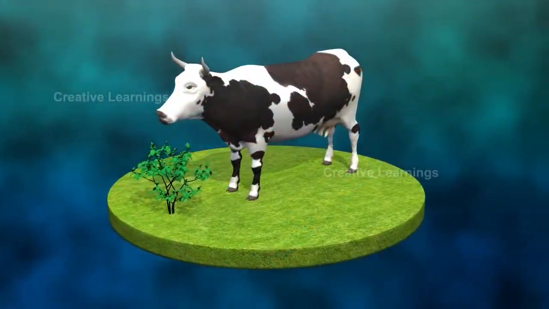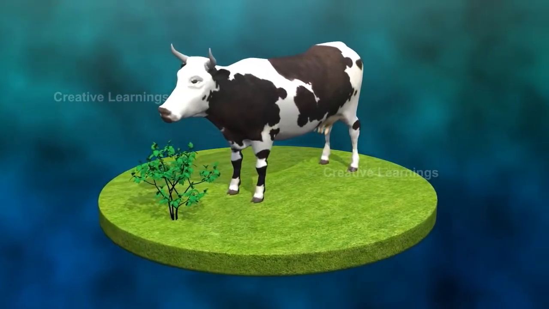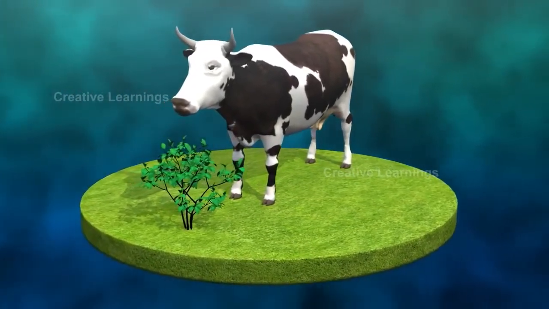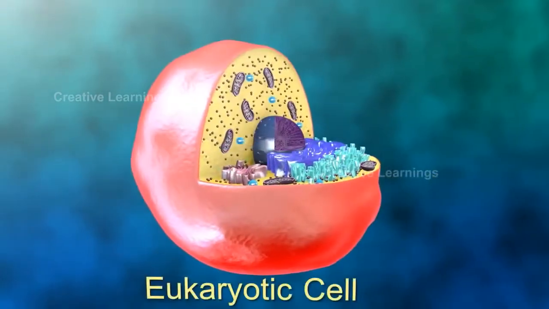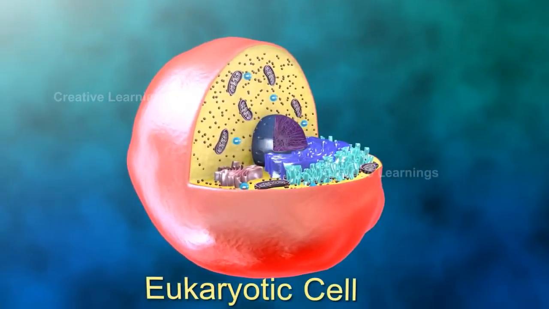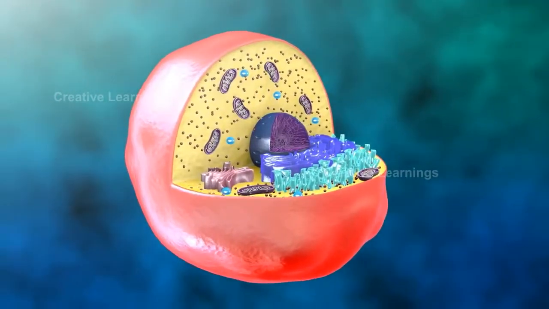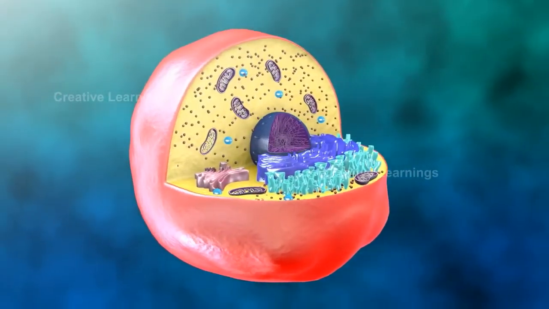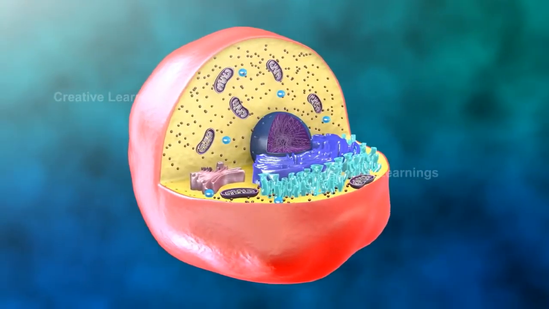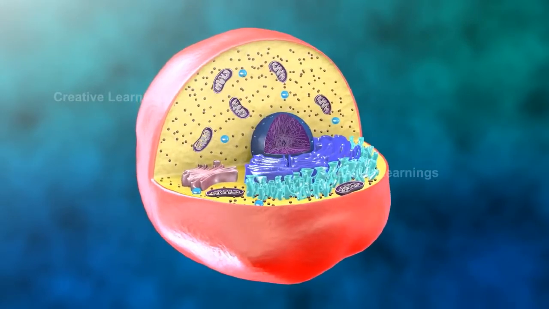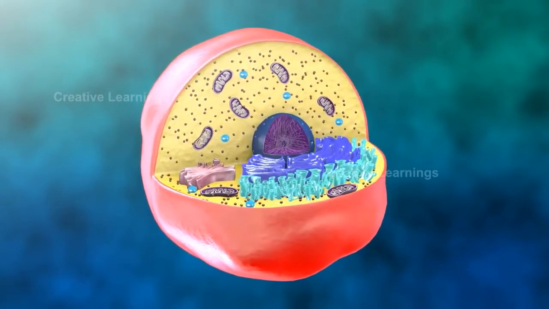On the other hand, eukaryotic cells make up complex multicellular organisms like plants and animals. The eukaryotic cellular structure is more complex as pictured here. They have a nucleus and other membrane-bound organelles. Animal cells are the foundation of all animals. Let's examine an animal cell more closely.